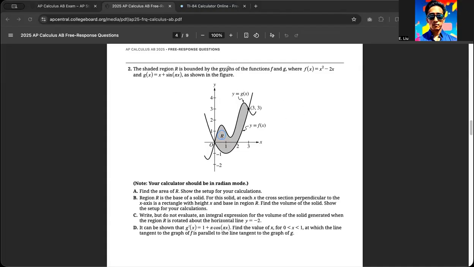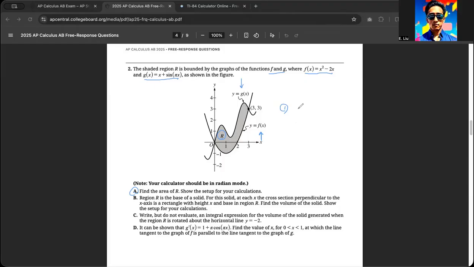Shaded region R is bounded by the graphs of functions f and g, where you have your function for f and your function for g shown in the figure. You can see right away you have the top and the bottom. So if we are, number one, looking for the area of R, show the setup for your calculations.